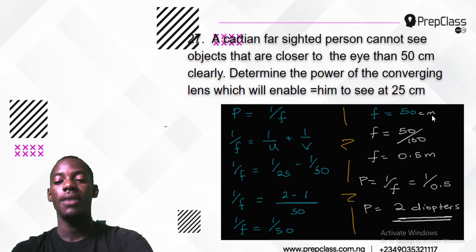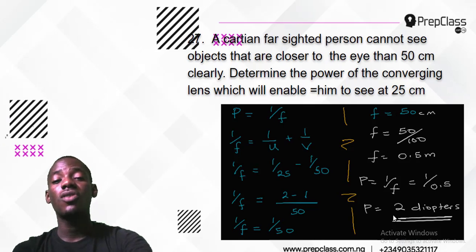Right? Now, if my focal length is 50 centimeter, I have to change to meter. So I have to divide it by 100, because 100 centimeter make 1 meter, and that becomes 0.5 meter. It's now perfect. But what is the power? We are not told to find focal length. We are told to find the power. The power is the inverse of the focal length. That is 1 divided by 0.5, and that is 2 diopters, and that is the unit of lens power. So the answer is simply 2 diopters.